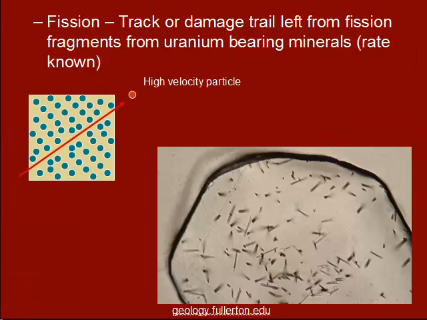We can also use what's called fission track dating. Basically, this is counting how many of these little damaged trails in a mineral are left behind from uranium-bearing minerals that are decaying and emitting high-velocity particles. As that high-velocity particle is emitted, it's breaking the structure of the mineral. You can see it's bouncing its way through and creating a pathway. We know this rate, so as we count those fission tracks in a mineral, we can get an approximate date.